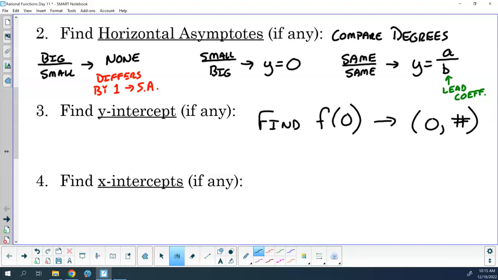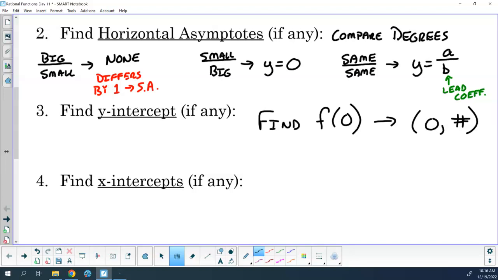Because horizontals are different. Horizontals are the value of the function. Verticals are what you put into the function. So if we have an x equals 0 vertical asymptote, we can't put 0 into the function and get out a number. Okay.